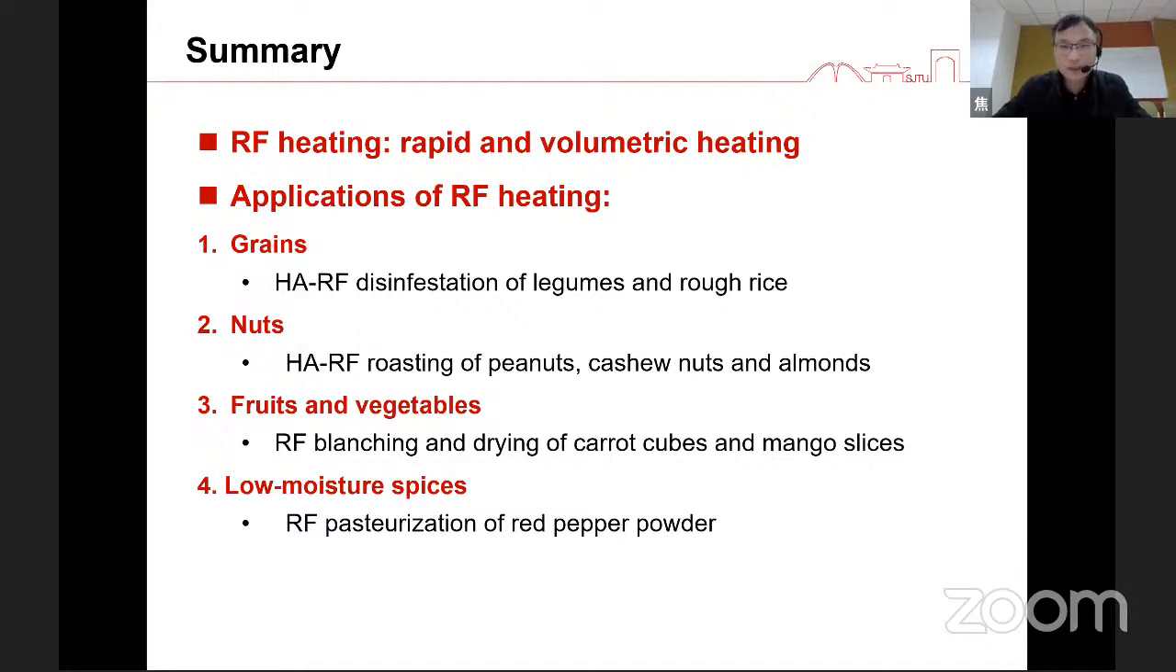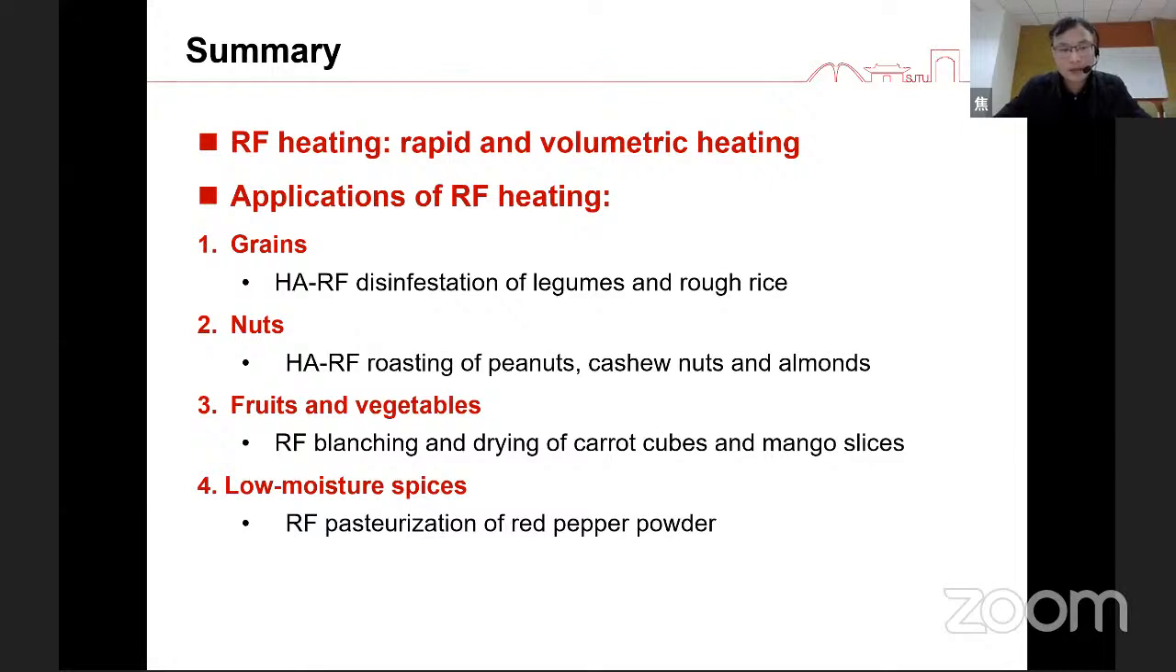The next one is nut roasting. We can apply hot air assisted RF heating as a novel roasting method for nuts, including peanuts, cashew nuts, and almonds. The next one is for fruits and vegetables. For fruits and vegetables, we can apply RF heating as a dry blanching method, and also as a final stage drying method.